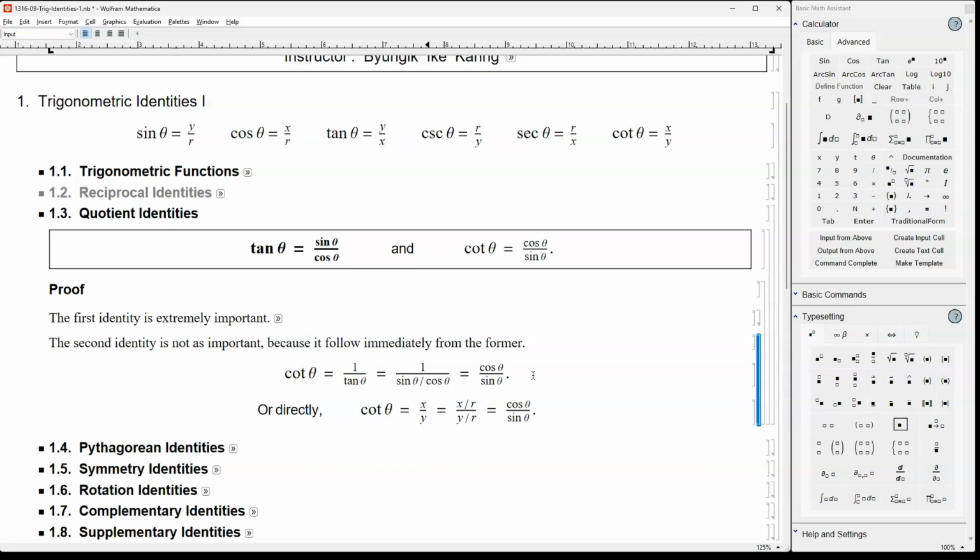Alternative method is using cotangent as 1 over tangent and applying the previous identity. But it's easier to start from the definition directly. Yeah, directly from the definition. That's actually better.